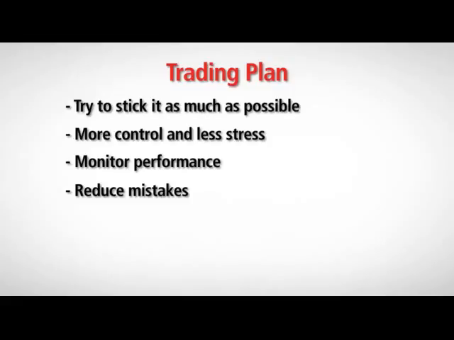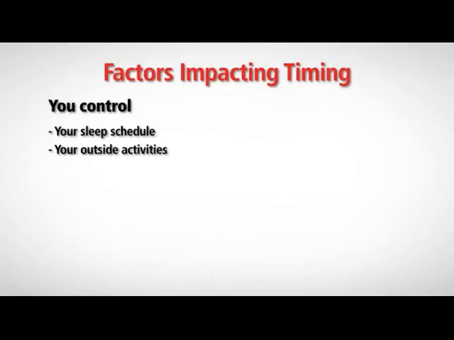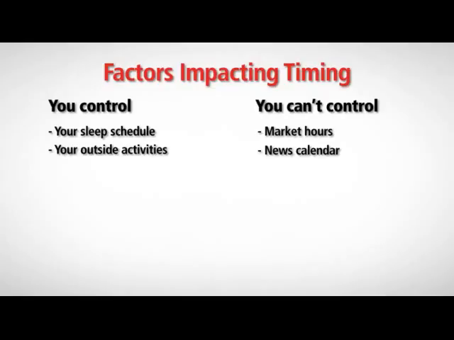And when it comes to timing, there are really two types of factors that impact the timing of your trading day. The first type is things that are within your control. And these are things like what time you go to bed and wake up, and your outside activities, obligations to family and your job, and things like that. And these are within your control. The second type are factors that you can't control. And these are things like what global markets are open at what times, the news calendar for financial news specifically, but generally news. These are all things that you can't control.